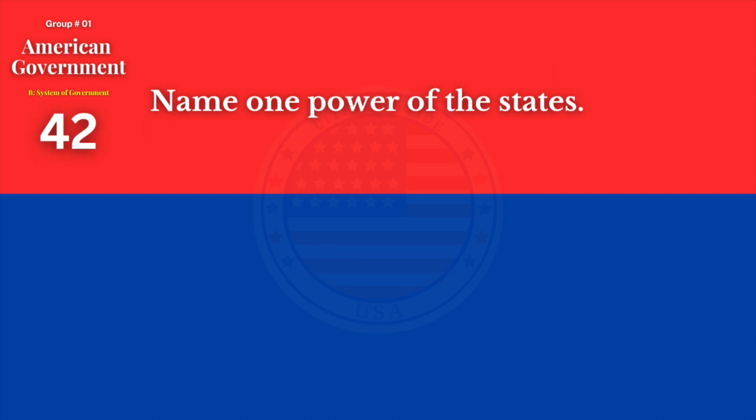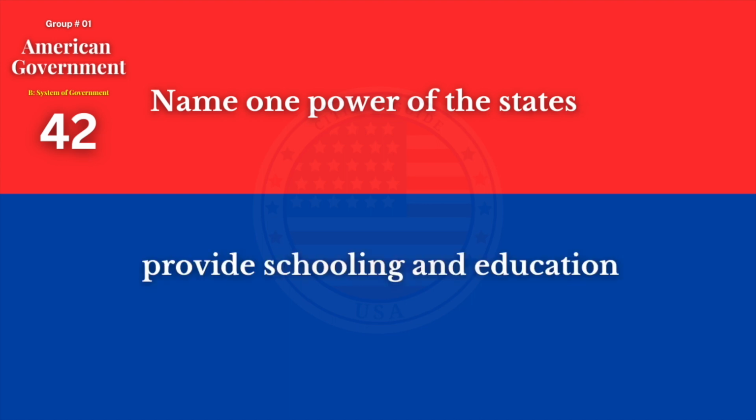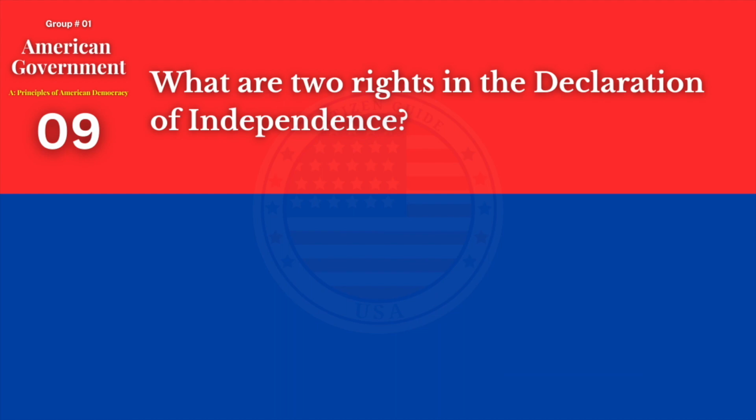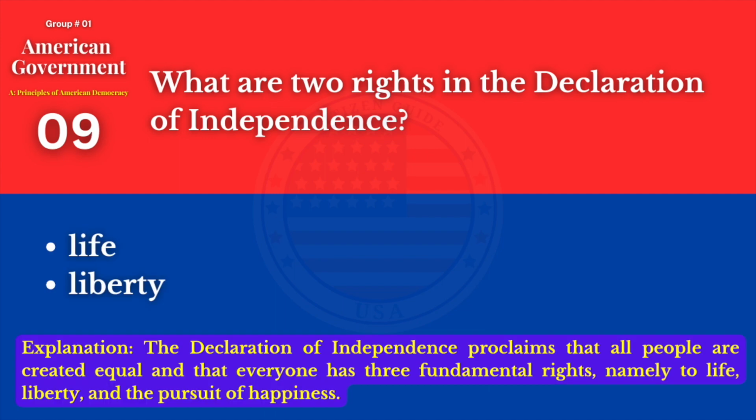Name one power of the states. Provide schooling and education. What is the name of the Speaker of the House of Representatives now? Mike Johnson. What are 2 rights in the Declaration of Independence? Life, liberty.